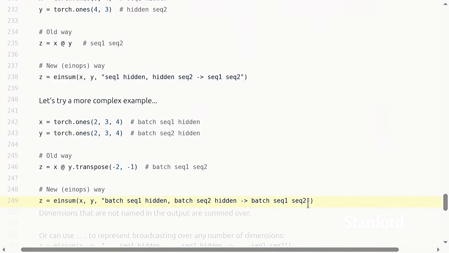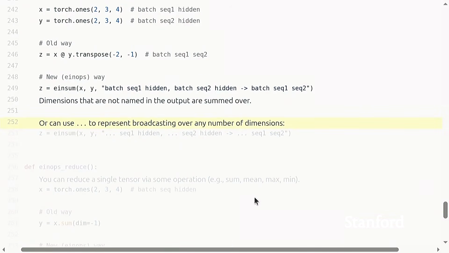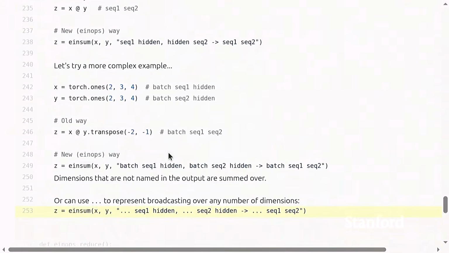Okay? So I find this 100 times easier to read because I know exactly how the different indices correspond to each other. They're also named instead of having numbers like -2 and -1 and so on. Okay, so you can be a little bit fancier if you have tensors. Often you might have a matrix, but there's an unknown number of batching dimensions, and you can just write ... as well. So instead of writing batch, I can write dot, dot, dot, and that's fine too.